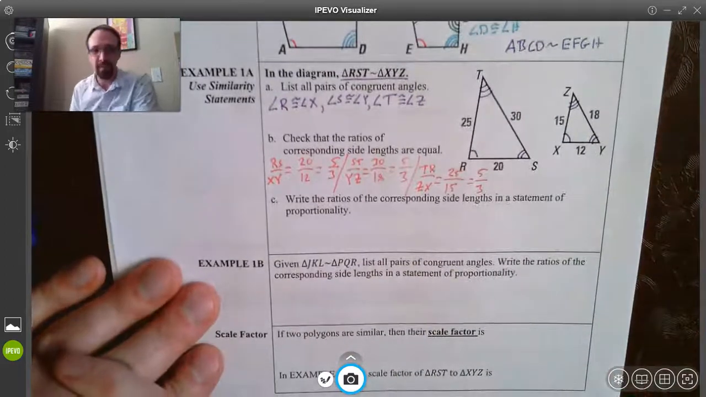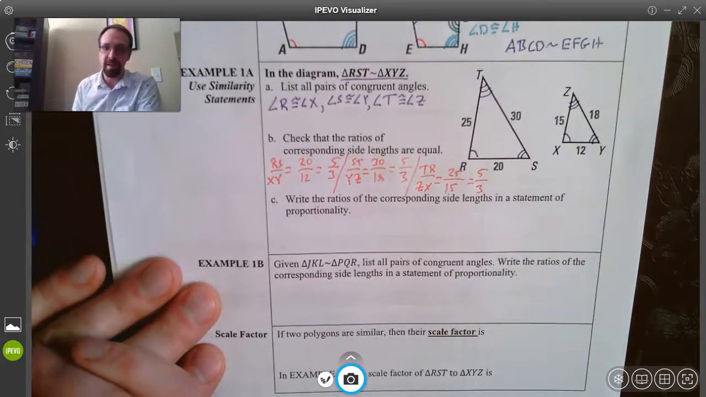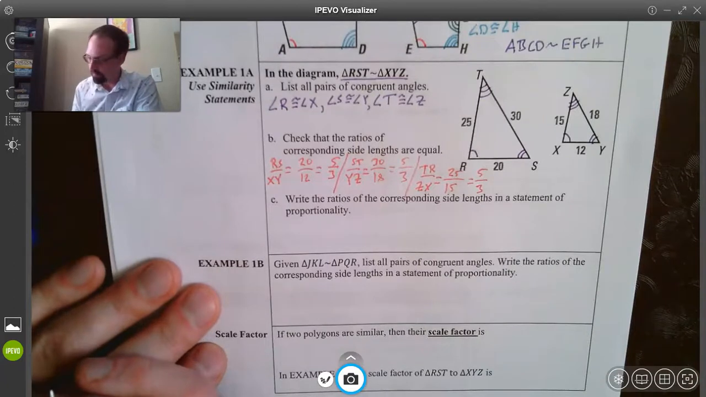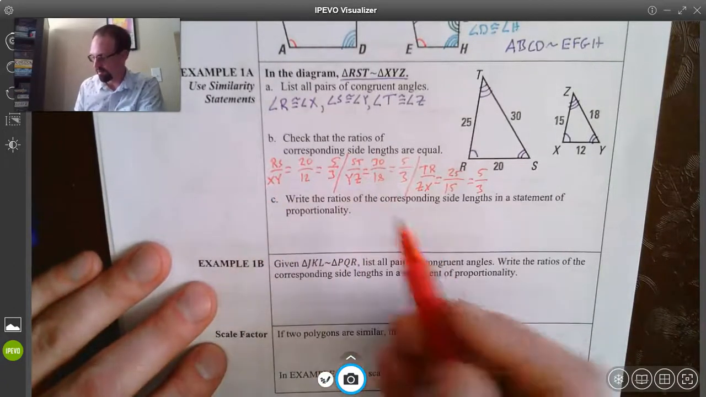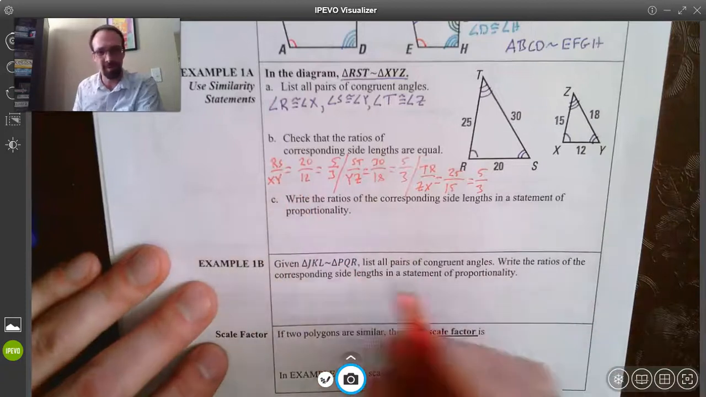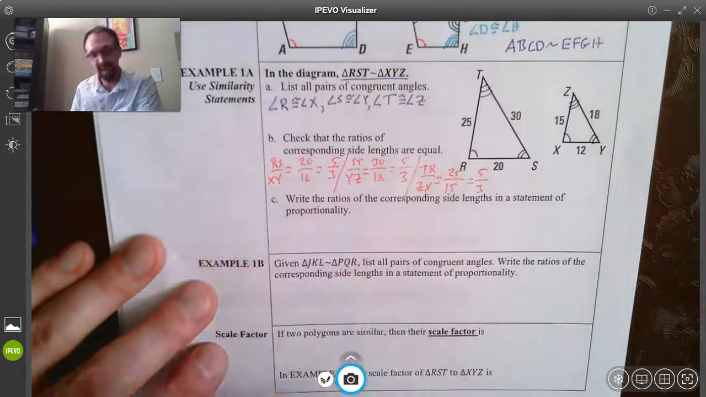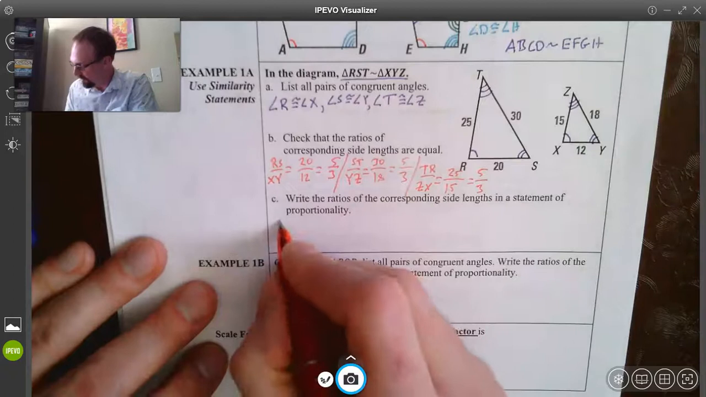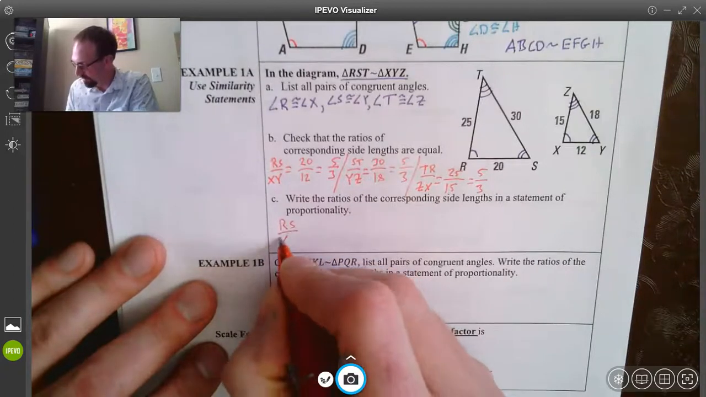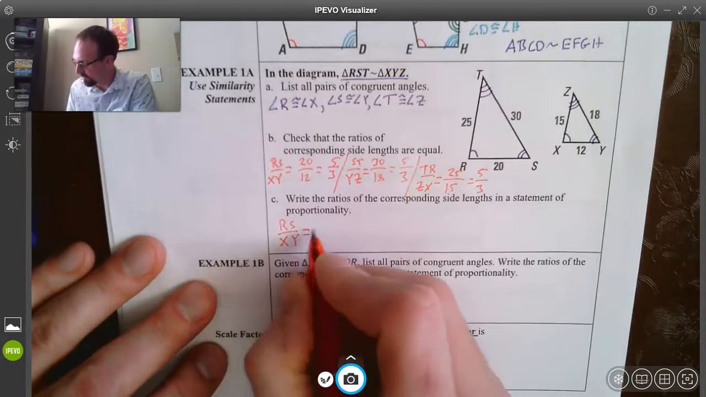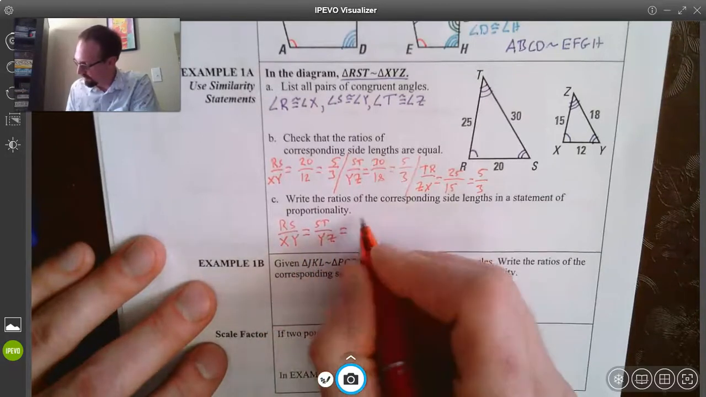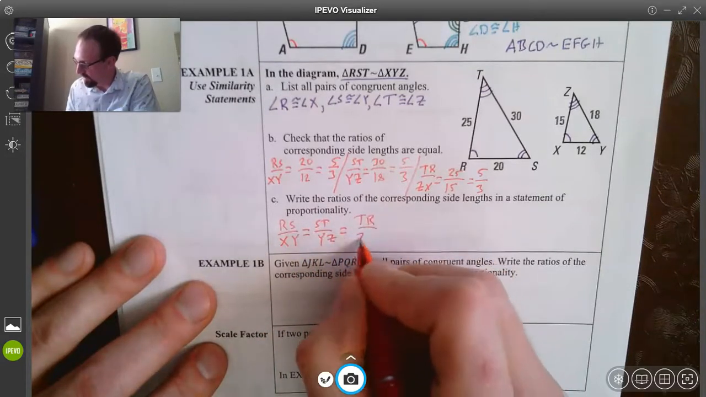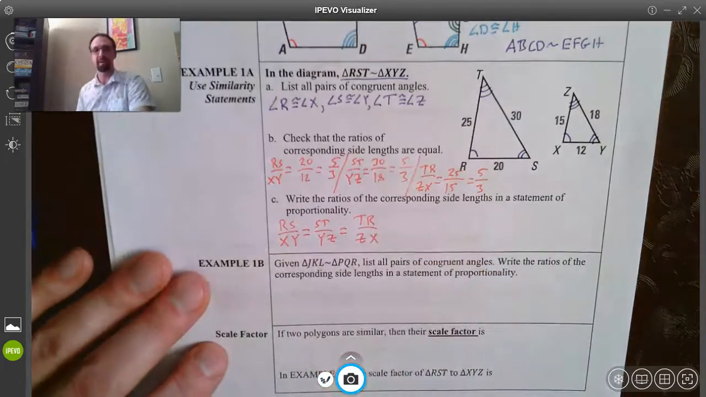Now we need to write the ratios of the corresponding side lengths in a statement of proportionality. So essentially it's all of what we had here, just dropping what all of these equal, because it equals the same thing. Those proportions are the same. So RS over XY is the same as ST over YZ, which is the same as TR over ZX. So that's a statement of proportionality.